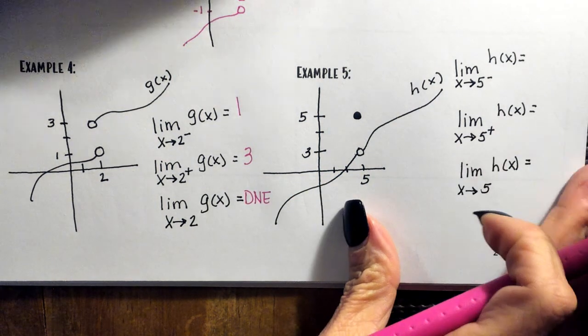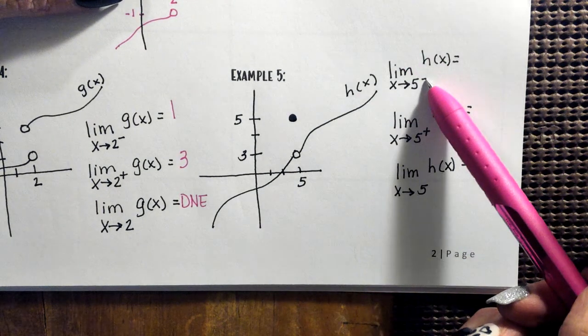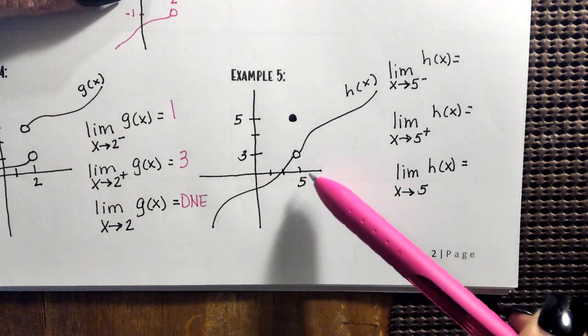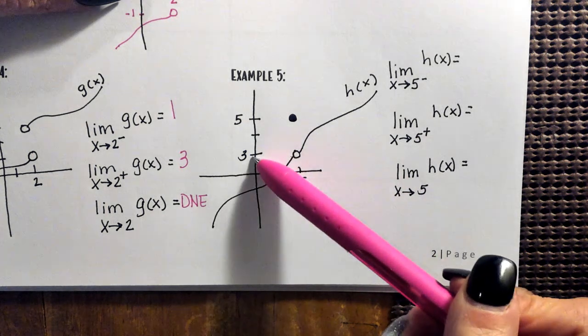On the other one, however, as I come from the left, and I approach 5, I'm getting really, really close to that 3 value.